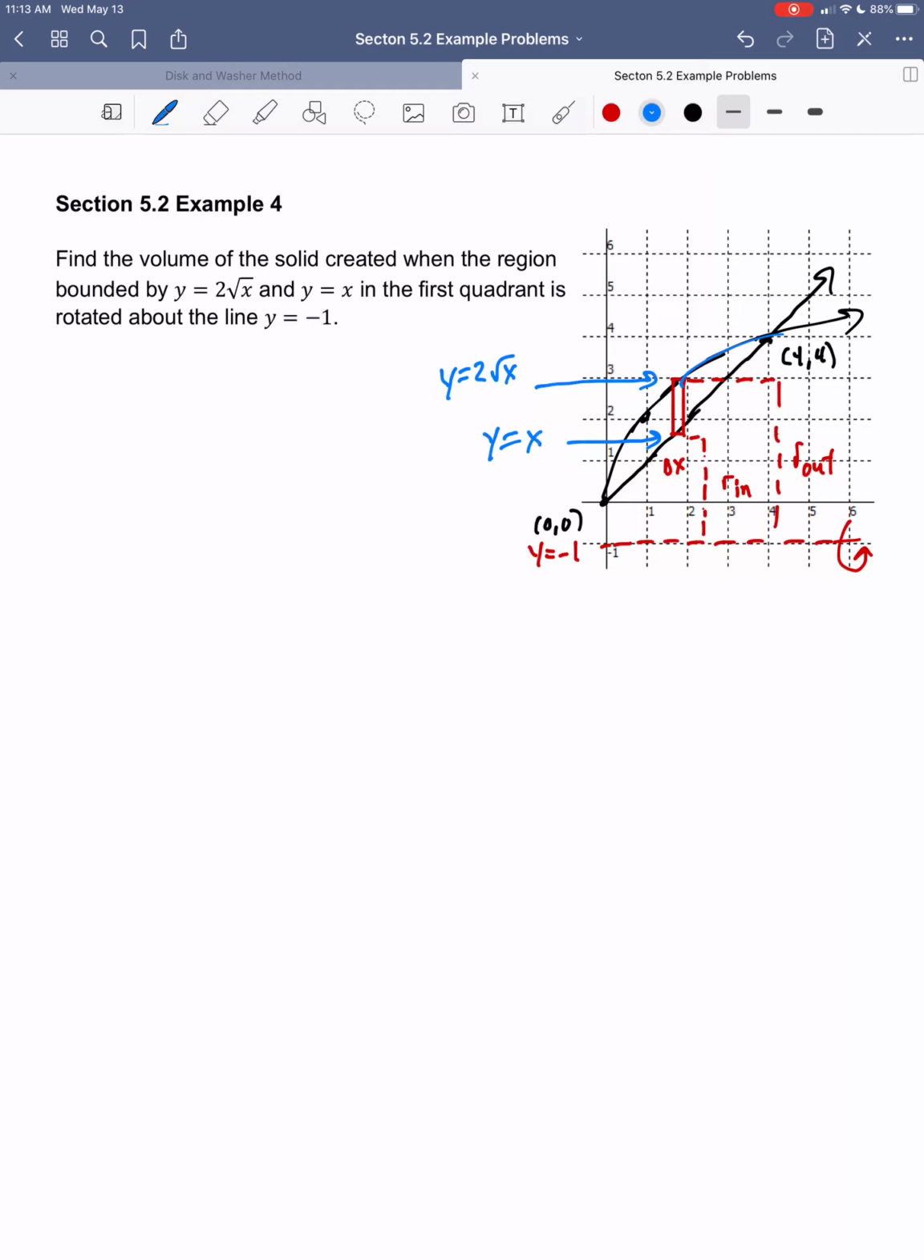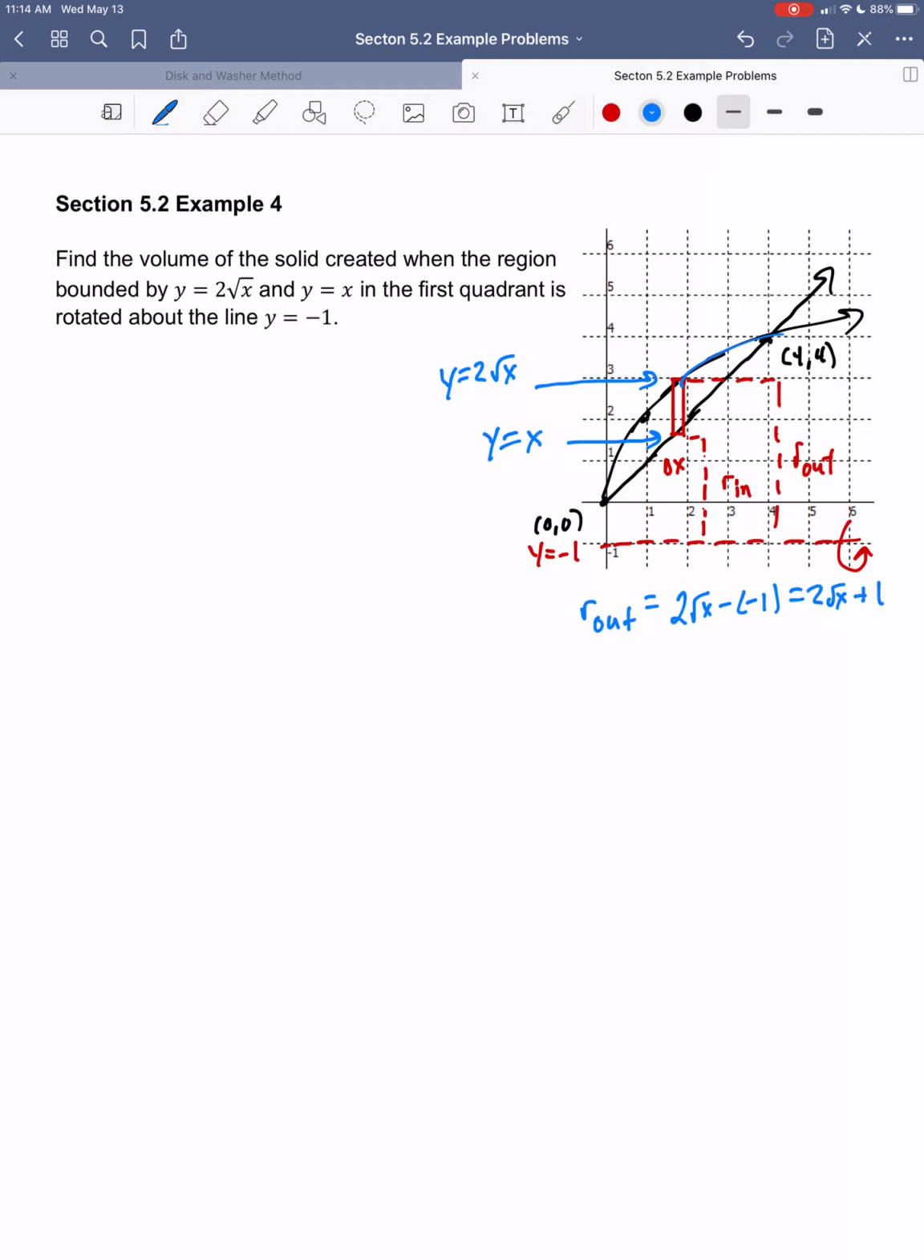So, what's my outer radius? We have to be careful here. The outer radius is this distance here. It's not just 2 square root of x. That's the distance above the x-axis. Here we're having to go from -1. We take the y-coordinate at the top, that's 2 square root of x, and we subtract the y-coordinate at the bottom, which is -1. So we get 2 square root of x minus -1.